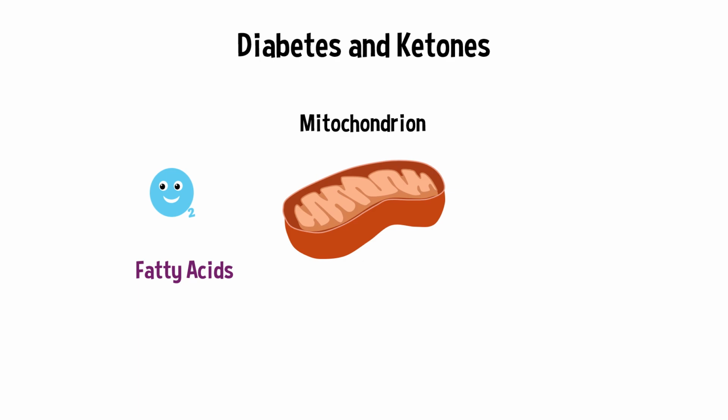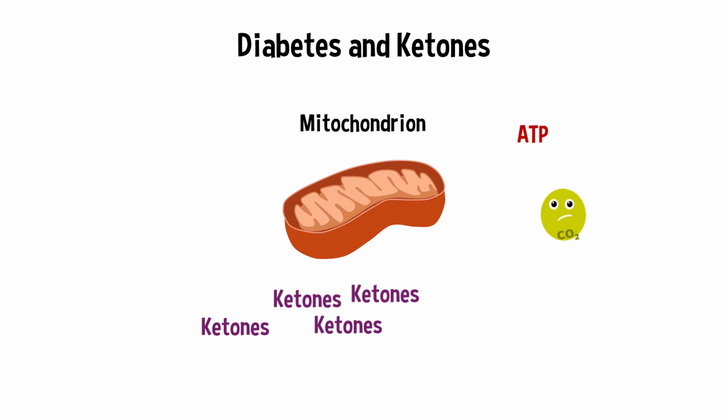So then the diabetic has to look to another fuel source in order to produce ATP at the mitochondrion, and that's going to end up being lipids, fats, fatty acids. So our mitochondrion is going to take an oxygen molecule and some fatty acids, and run them through its chemical processes, and yes, it's going to produce ATP and some carbon dioxide. But here's the catch. In addition to producing the thing that we're looking for, it's going to produce a lot of additional molecules called ketones, and it's going to make a lot of them.